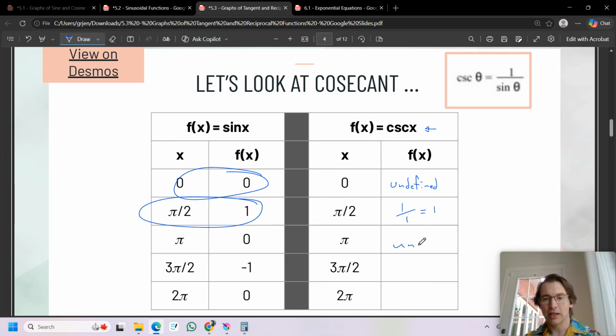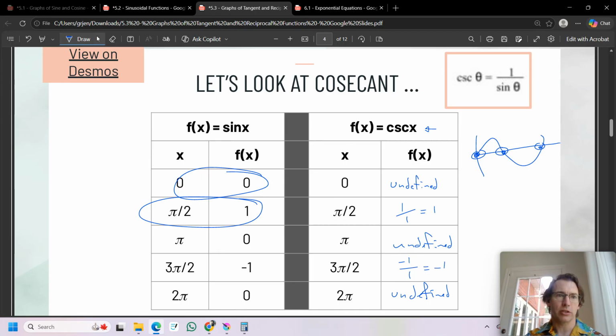Here we're undefined again, and no surprise, any multiple of pi is going to be undefined, because, and you can think about your functions as well, anywhere sine is hitting the x-axis is undefined when we reciprocalize it. Then this one here is where cosecant reaches its local minimum. Sorry, that's the local maximum. I think I misnamed them. We'll see them when we sketch them. Okay, let's keep going.